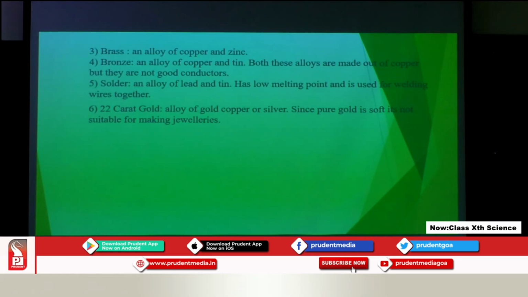Now second is, we have seen the soldering machine which the person was using to weld or join two wires. So what is that soldering thing? It is an alloy which is made up of lead and tin. The two metals are added in equal proportion in order to get solder, and since it has a very low melting point, it can be used for welding purposes of the wires.